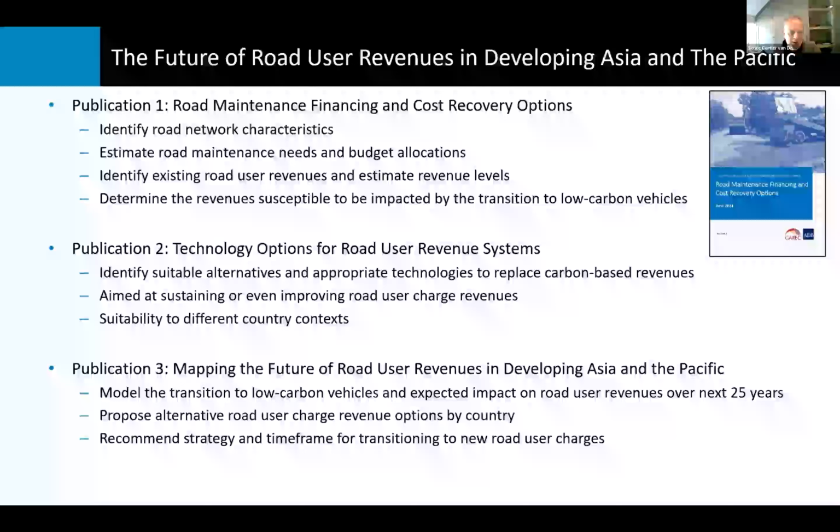And the third publication looks at mapping the future. So it looks at modeling for these 10 countries. How will the transition to low carbon vehicles take place? How quickly will it happen? What will be the direct impacts on road user revenues? And to propose alternatives: how can we, over time, introduce alternative road user revenues to make sure that the revenue levels at least remain the same and preferably even increase? And with that, also the allocations to road maintenance.